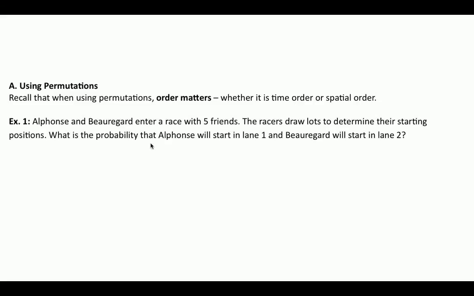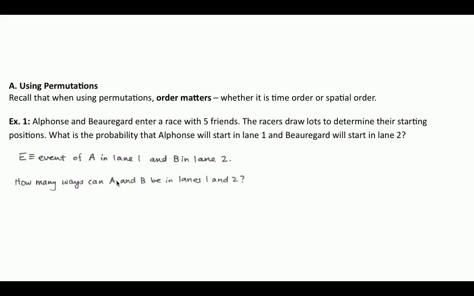What is the probability that Alphonse will start the race in lane 1 and Beauregard will start the race in lane 2? So when we talk about ordering these couple of friends, there's a couple of things that we have to think about. First, we're defining our event E as the event of Alphonse in lane 1 and Beauregard in lane 2. So how many ways can Alphonse be in lane 1 and Beauregard be in lane 2? And all of a sudden we come to a very familiar permutation problem.